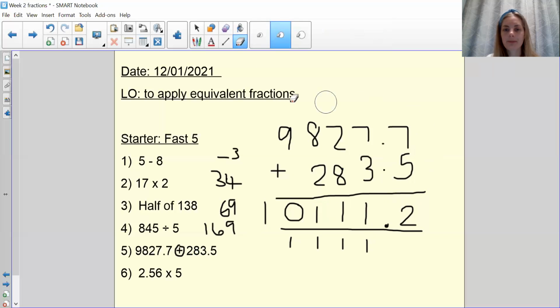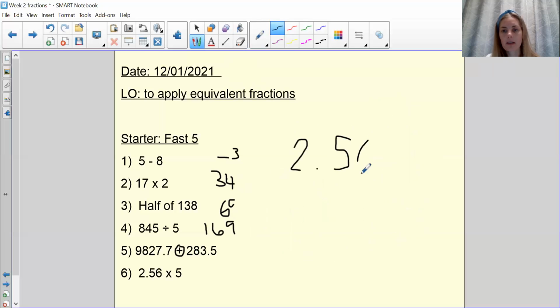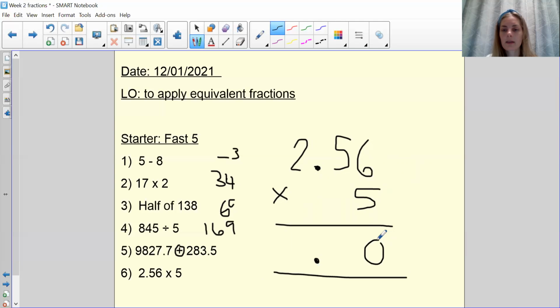And the last one is going to be 2.56 times 5. Setting up my work nice and neatly. Okay, and there's a decimal in my question. So I must remember to put my decimal in my answer as well. Okay, and we go. 5 times 6 is 30. Carry the 3 and regroup. 5 times 5 is 25 plus 3 is 28.